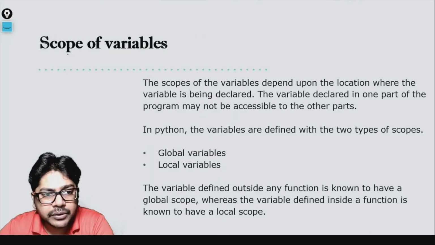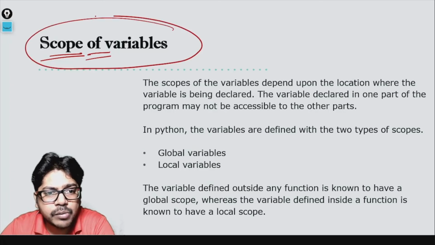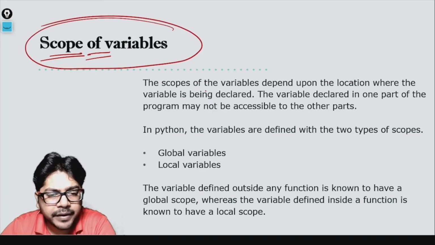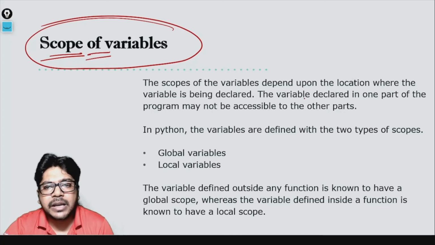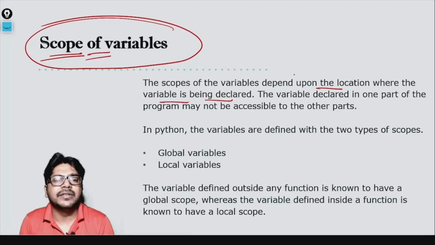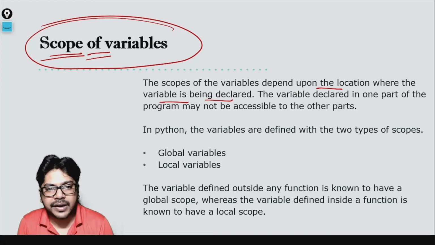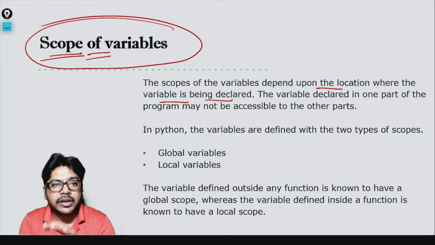Now coming to the next topic and the last topic of today's video, which is called scope of variable. So what is scope of a variable? The scope of a variable depends on the location where the variable is being declared. Scope means accessibility, where that variable can be accessed. What is the range of that variable? Range in the sense, not that range function. Range means till where it is valid. What is the validity of that?